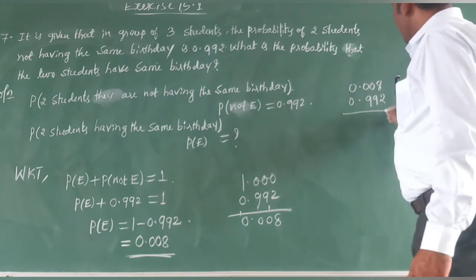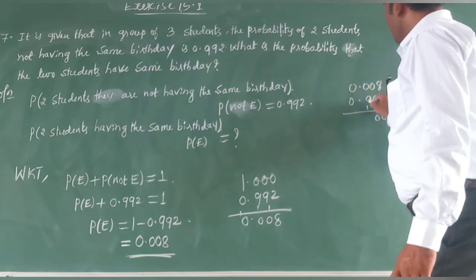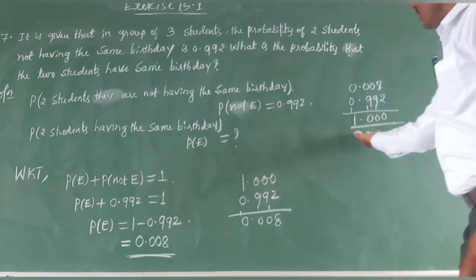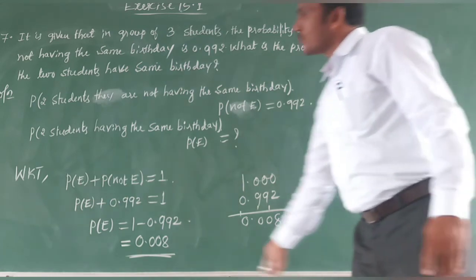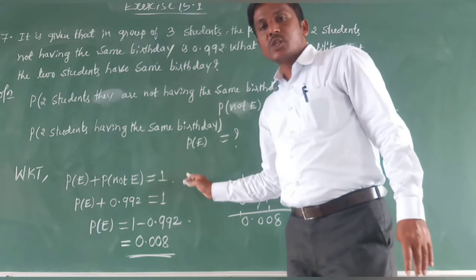You see, 8 plus 2 is 10, 1 carry. 9 plus 1 is 10, 1 carry, 10. So 1 carry 1.000, that is nothing but 1. So our solution is correct. This is the way P of E plus P of not E is equal to 1.